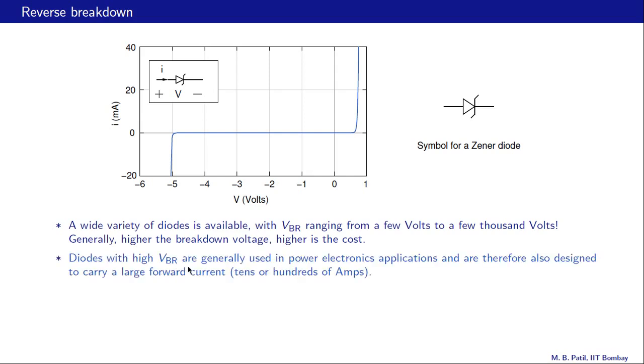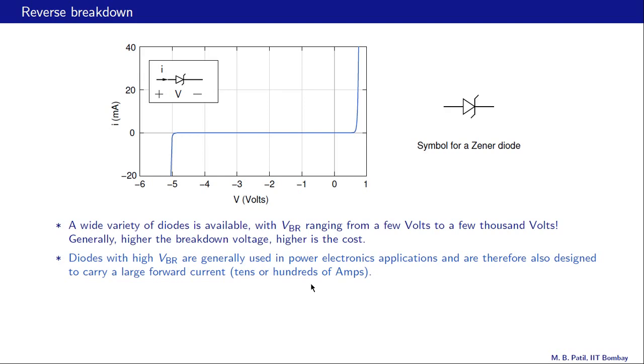Diodes with high breakdown voltage are generally used in power electronics applications and are therefore also designed to carry a large forward current. How large? It could be tens of amperes or even hundreds of amperes. And when a diode carries a large current of that kind, it generates heat which must be effectively dissipated, and that is why these high power diodes look very different than diodes that we use in electronics labs.